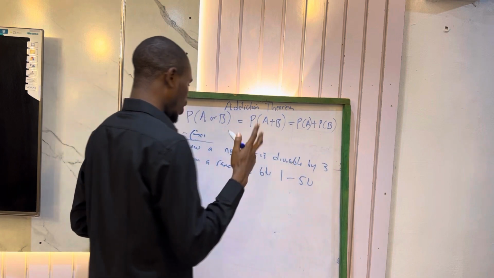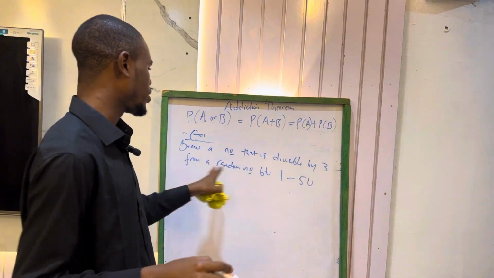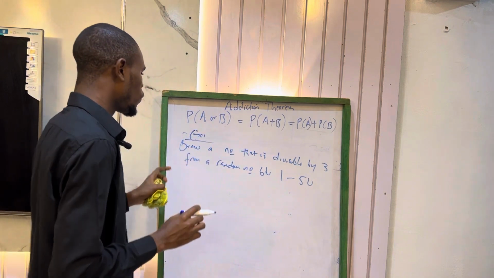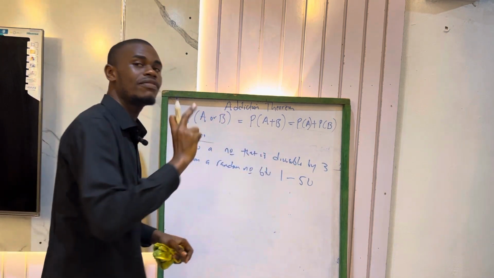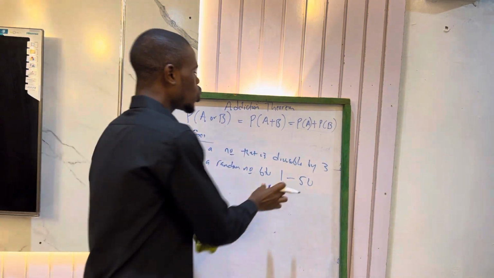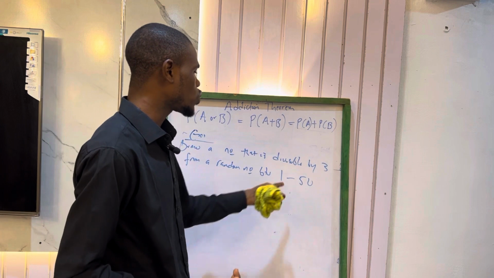We're looking for a number that is divisible by 3 from a random number between 1 to 50. For you to get this, you have to know those numbers that are divisible by 3 within this range, then divide by the total number of numbers that we are considering. This is 1 to 50.